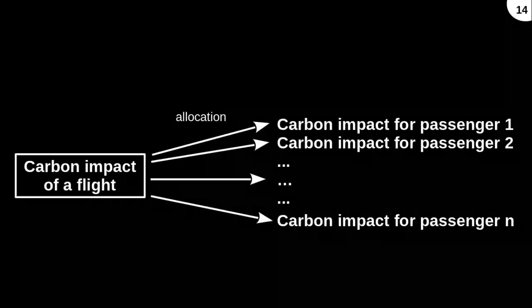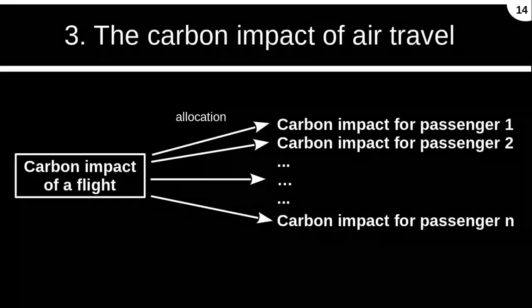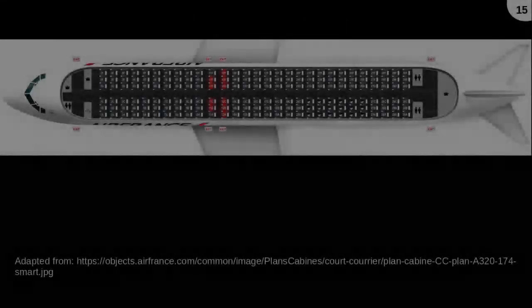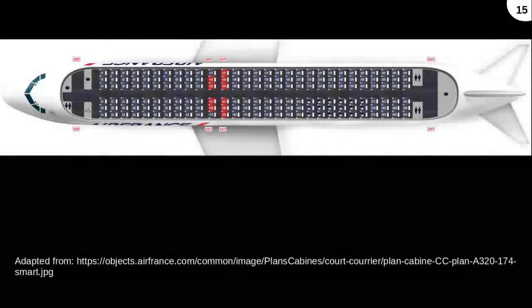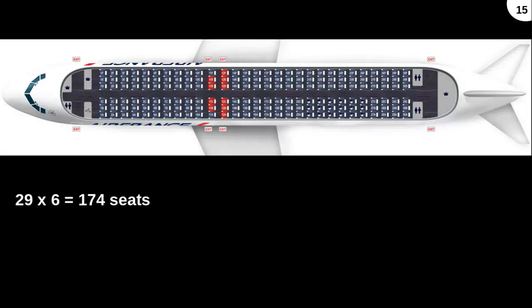Let's go on, yes. Because once you know the carbon impact of a flight, you have to allocate this impact to the passengers to get the impact of air travel. Here is an example of an Airbus A320. 29 rows of 6 seats, so 174 seats, you can check. So you could say the carbon impact of a passenger is the carbon impact of the flight divided by 174 if all the seats are occupied.